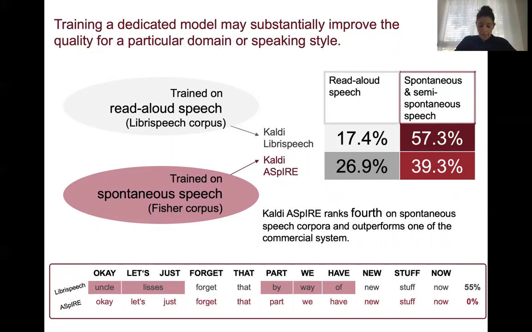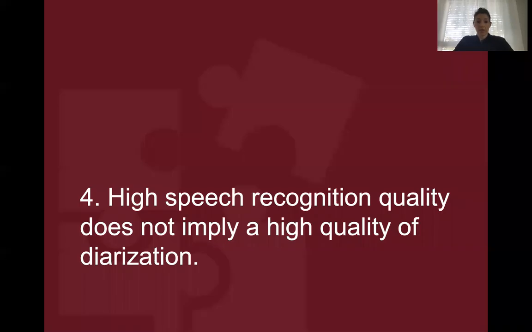So when selecting a system, it's crucial to consider what the properties of the speech we want to transcribe with the system are. And also we need to take into consideration what the available models and parameters are. And another thing worth keeping in mind when performing system selection is that high speech recognition quality does not imply a high quality of diarization.